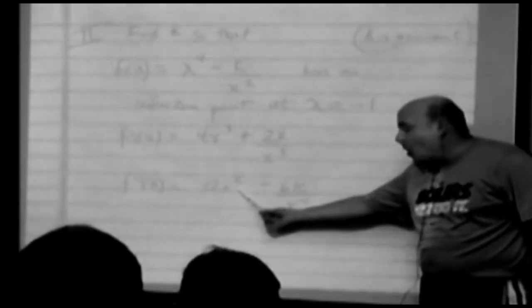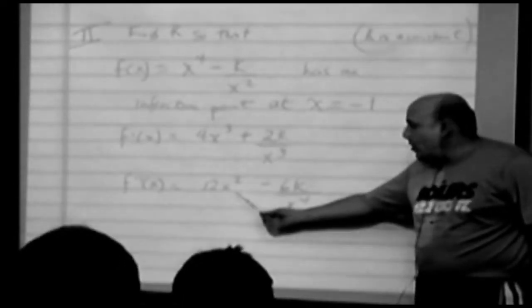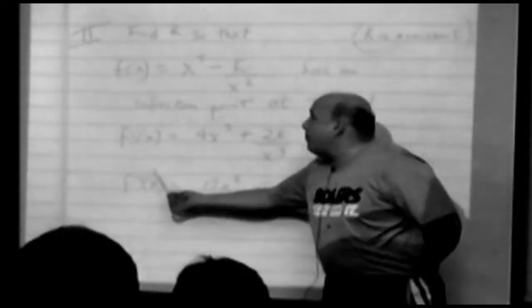All right, so we have the second derivative in terms of x, and now I know it has an inflection point at x equals -1. I know what x is. What's f double prime at an inflection point? That's the concept we're looking for.